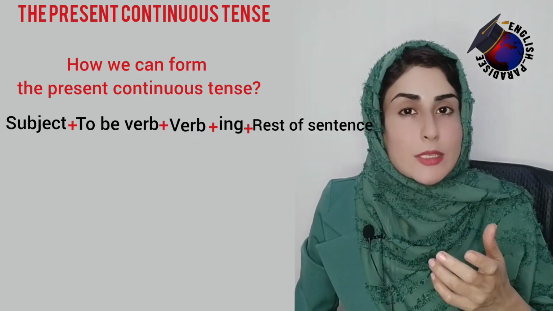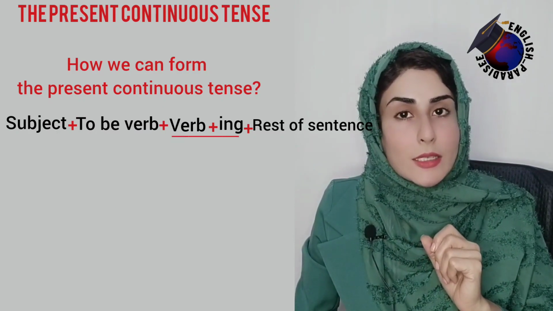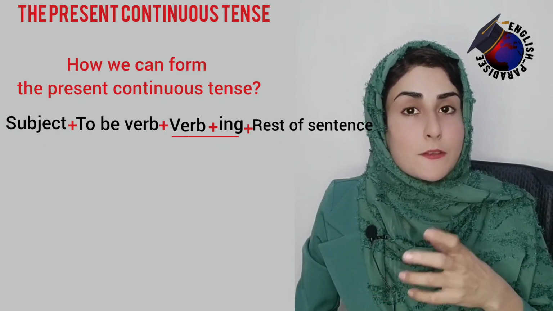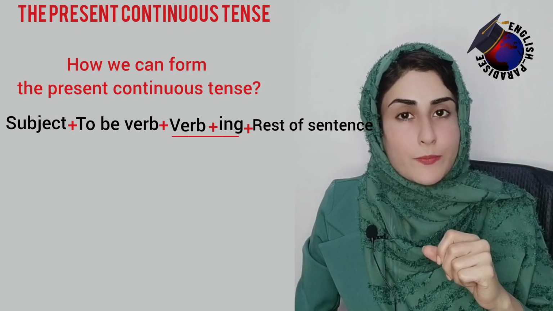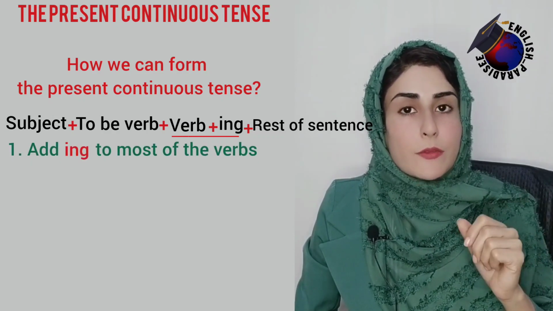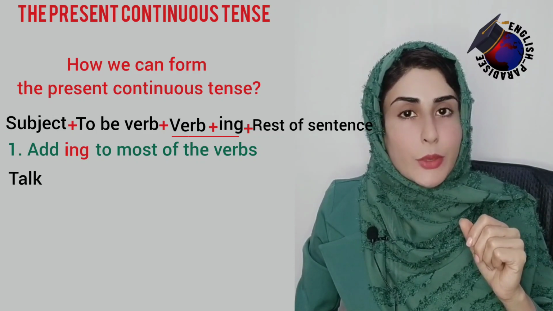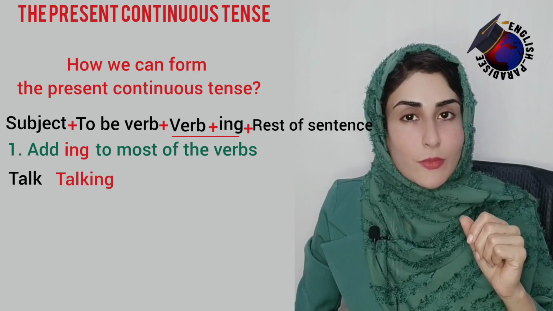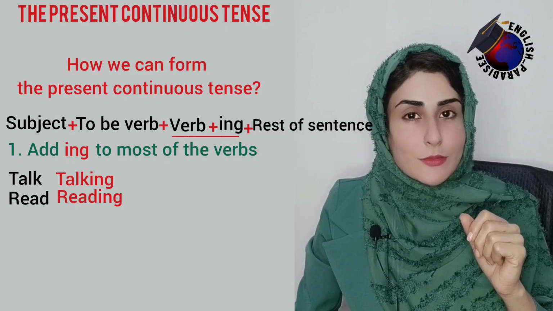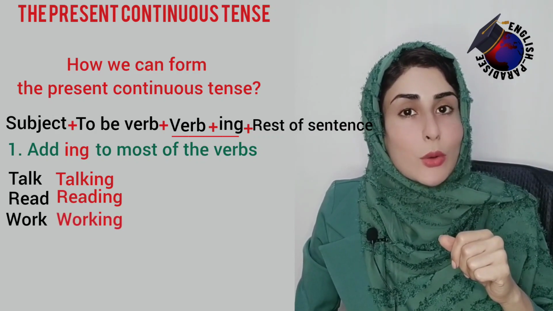Another point is about verb plus ing. We can add ing to most of the verbs, but in different ways. For example, in most of the verbs we can add ing. It's simple. For example, talk becomes talking. Read becomes reading. Okay? Work becomes working.